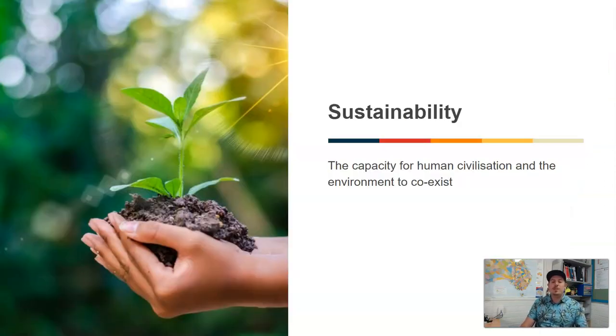Okay, another simpler definition. I don't even know where I got this one from. I might have made it up myself, but the capacity for human civilization and the environment to coexist. And that's why I've got the picture of the earth and the trees in the humans' hands there. Sustainability is really about humans on one hand and the earth on the other, and them being able to go on forever without one ruining the other. So we don't want to get burnt down by bushfires, all right? But we also don't want to destroy the environment by pumping out so many chemicals and depleting our natural resources to the point where there is no earth left to live on.